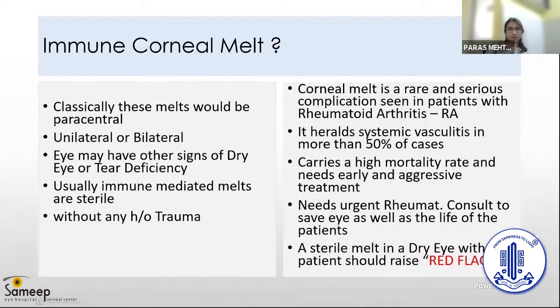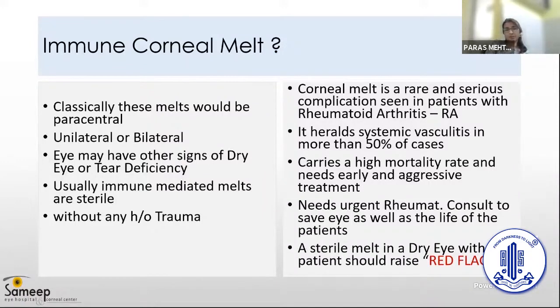So the immune corneal melt can classically present. It could be unilateral or bilateral. It could be present paracentrally. The eyes would have other signs of dry eye. Usually these immune-mediated melts are sterile and without any history of trauma. The corneal melt is rare, and serious complications are seen in patients with rheumatoid arthritis. It heralds systemic vasculitis in more than 50% of these cases.